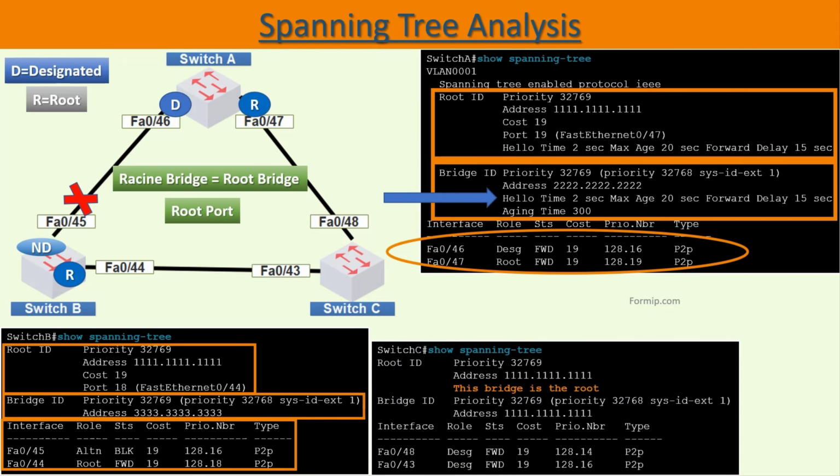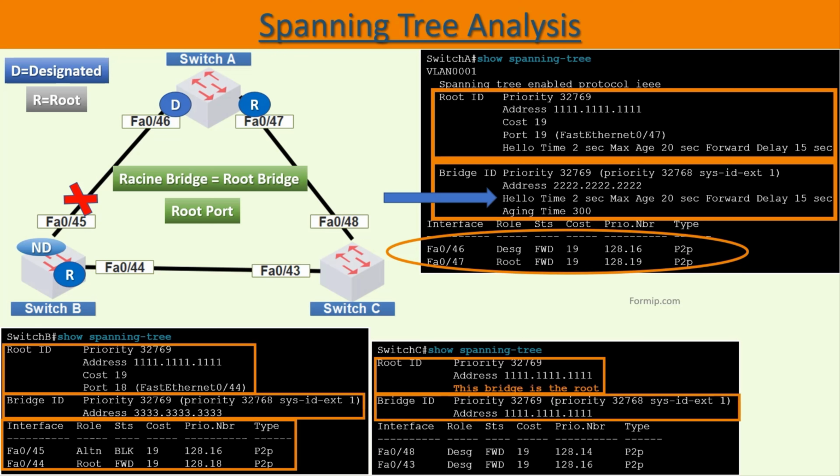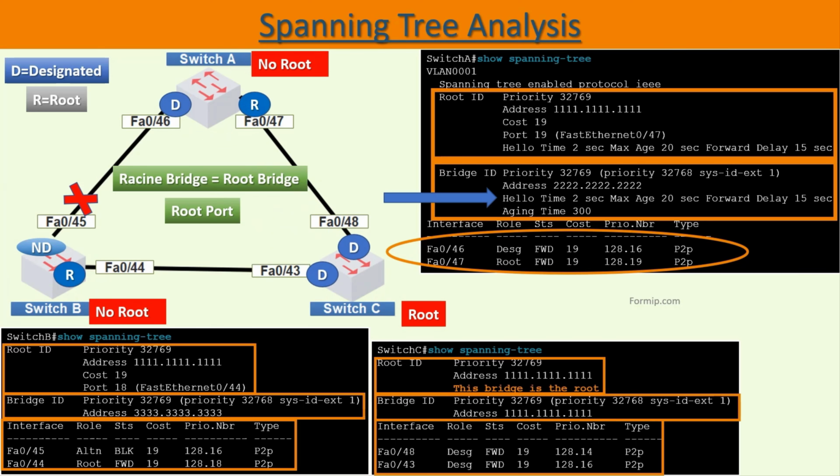We just have to look at the switch C side. The switch C is the root bridge of this network. We already knew that, since switch A and B are both non-root, but it's always good to go and check it out. Since this is the root bridge, the MAC address of the root ID is the same as that of the bridge ID. And the two interfaces of switch C are designated ports in forwarding mode. Our topology is now complete.